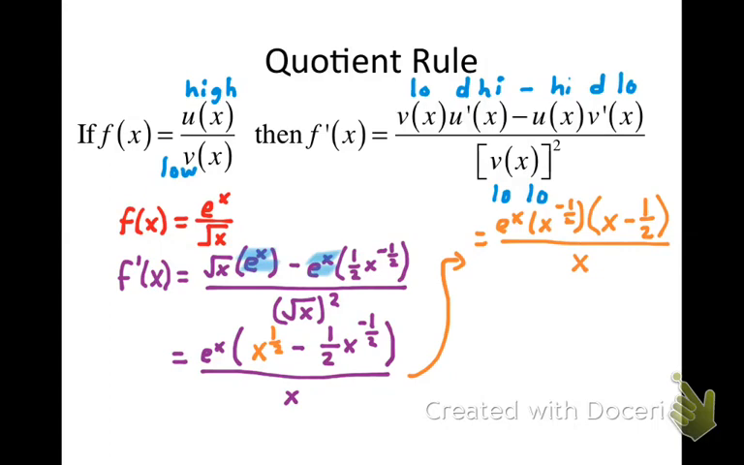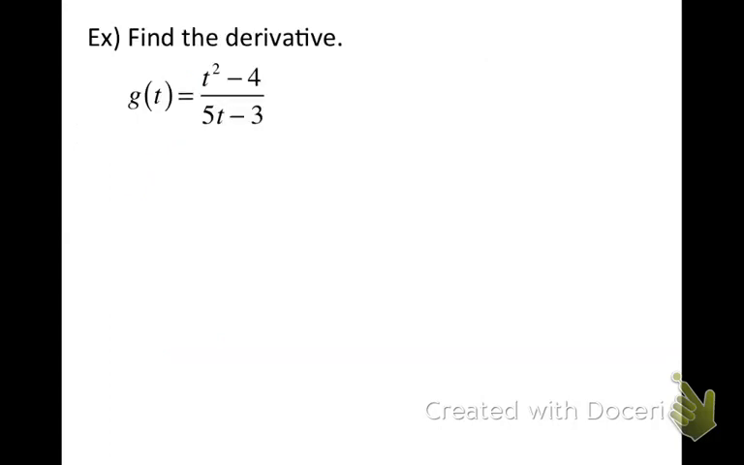All right, so that's a little trick you can do sometimes with factoring to make the quotient rule result look a little bit neater. All right, let's go over another example or two of using the quotient rule to find derivatives of quotients. Let's find the derivative of this function here, g of t equals t squared minus 4 over 5t minus 3. Now, you can already imagine what the higher and the lower terms are, because we're just talking about what's in the numerator and what's in the denominator. And let's go ahead and apply that rule. Low d high minus high d low over low low.